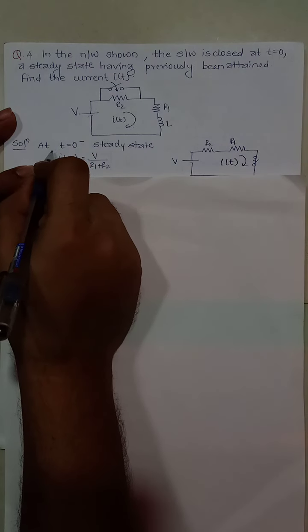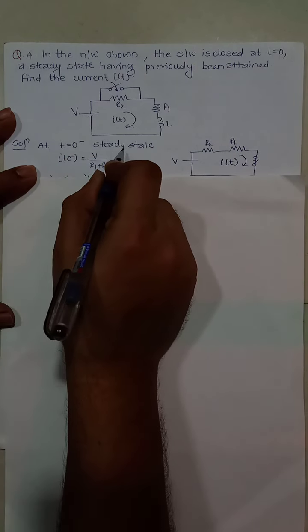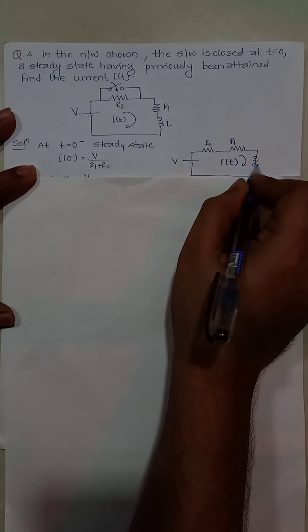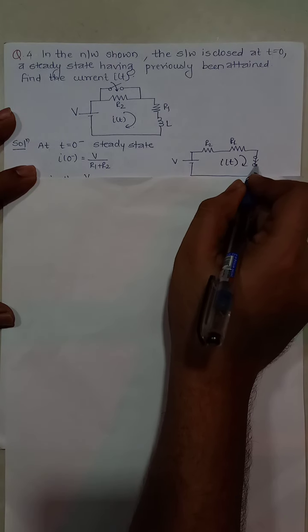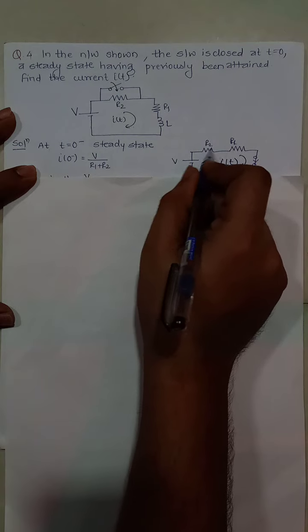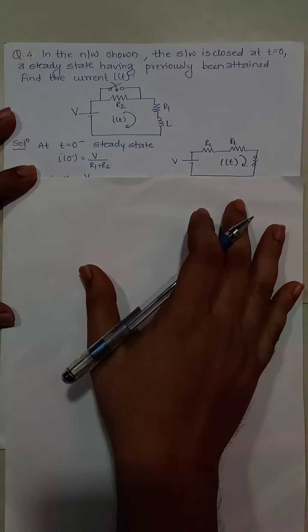So this is the circuit at t equals 0 minus, but steady state is reached, so you can find the current flowing through the inductor, which will be V upon R1 plus R2.